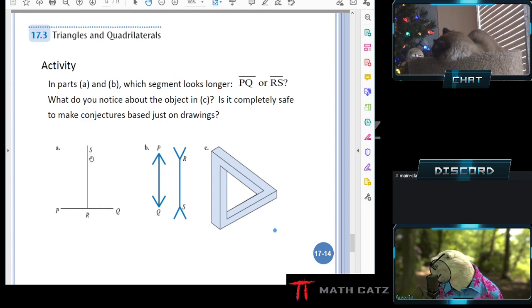Like in A, the positioning of these lines makes the vertical one seem longer, when in fact they're the same length. The placement of these arrows, backwards and forwards, or flipped around, makes the PQ line seem longer than the RS line, but they're the same.